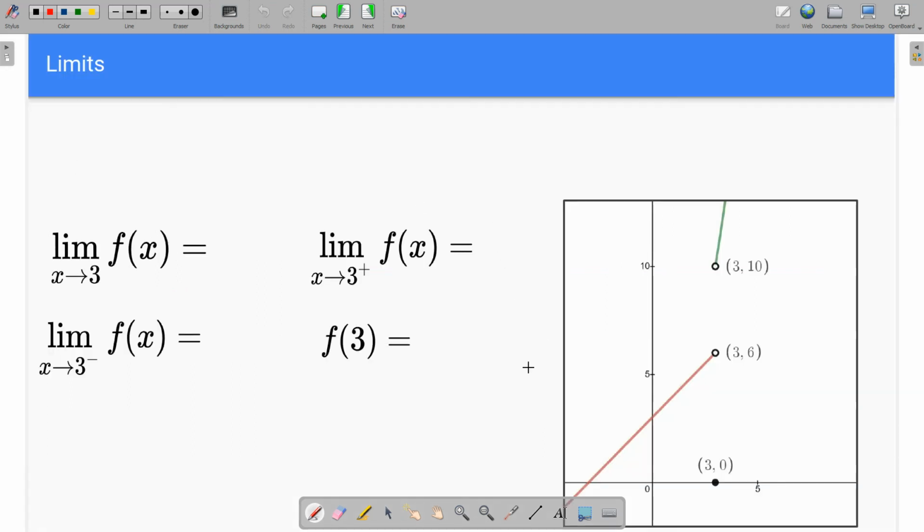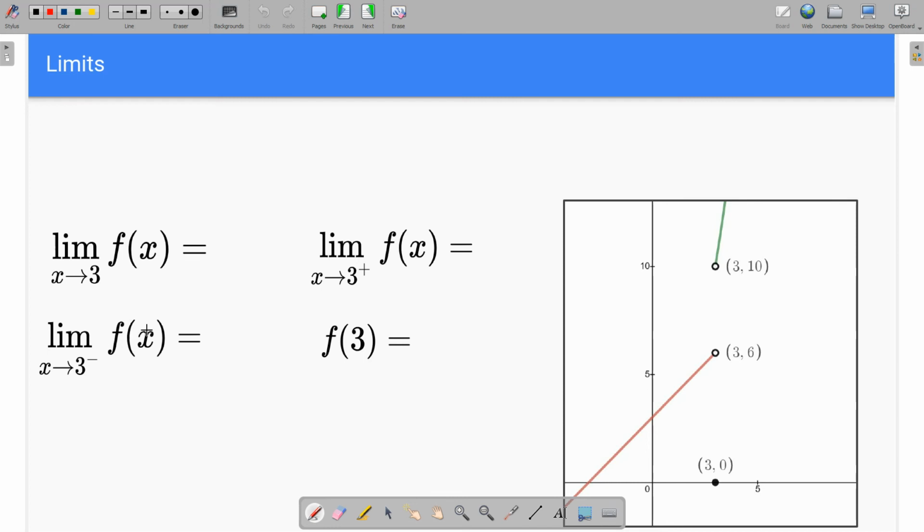Okay, let's look at this example here. Here I've got some piecewise function with a jump discontinuity, so let's look and see what's going on. The limit of f of x as x approaches 3. Before I do this one, I'm going to do my left and right hand limits first and see what they evaluate to.